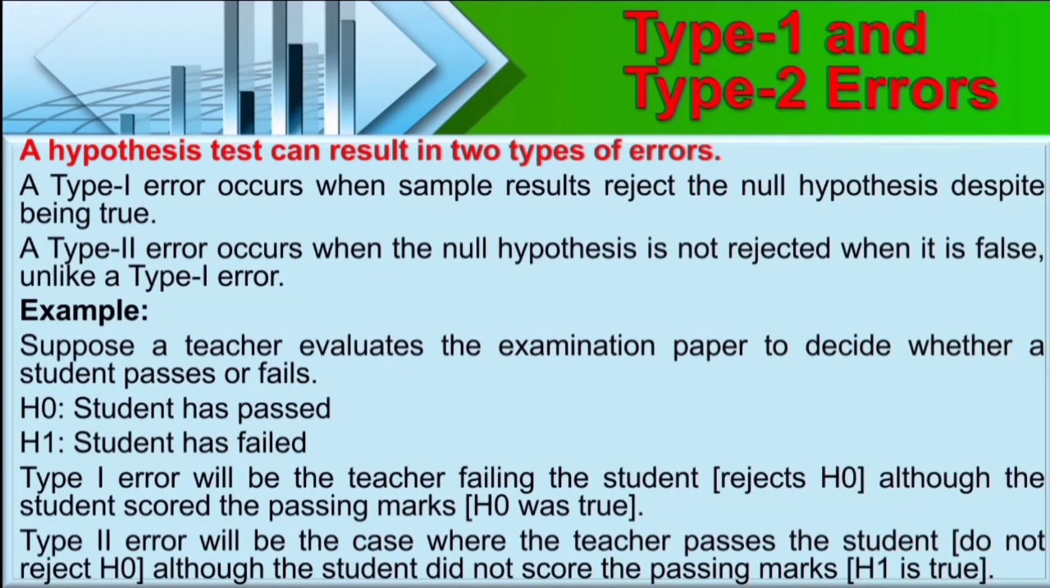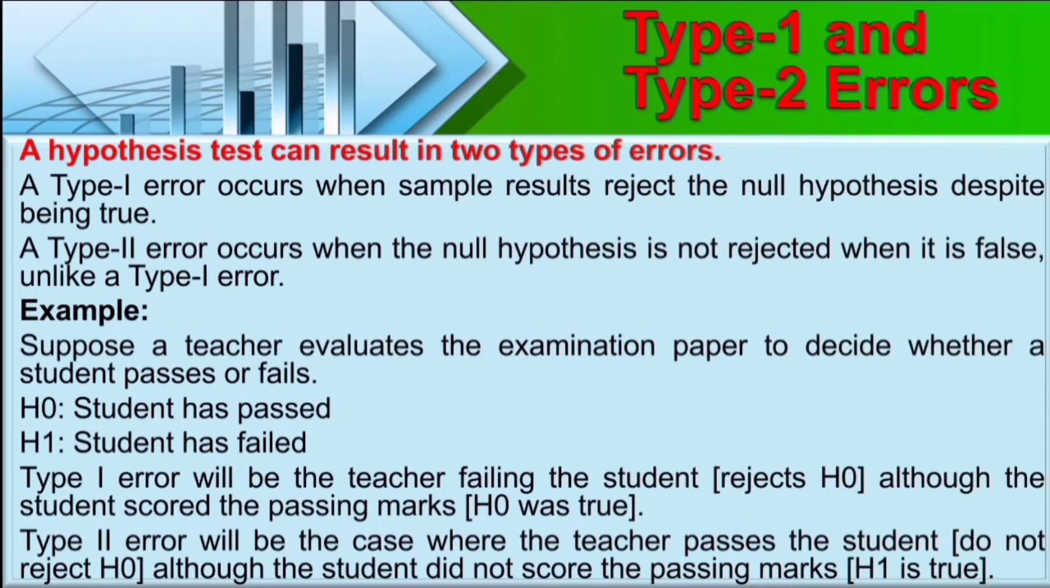Type 1 and Type 2 errors. A hypothesis test can result in two types of errors. A type 1 error occurs when sample results reject the null hypothesis despite being true. A type 2 error occurs when the null hypothesis is not rejected when it is false, unlike a type 1 error.